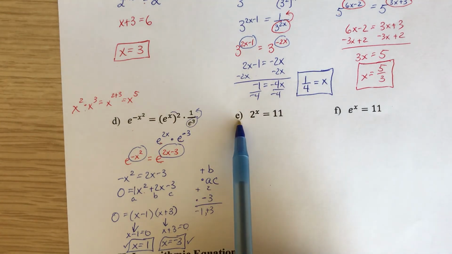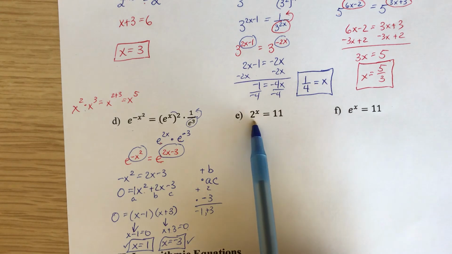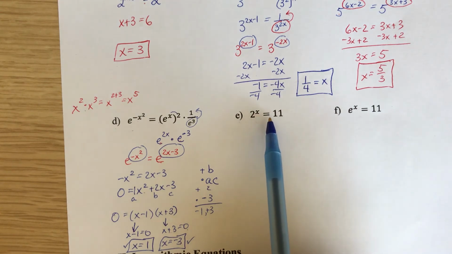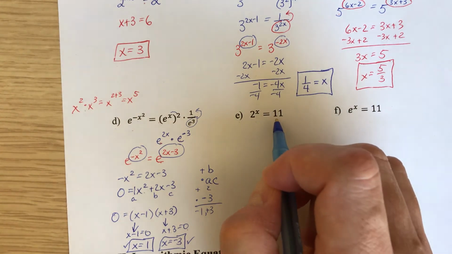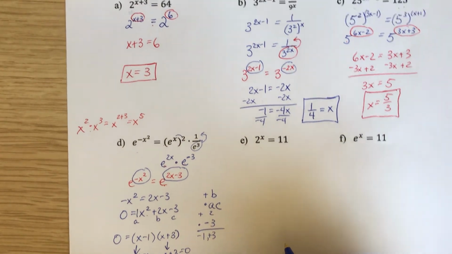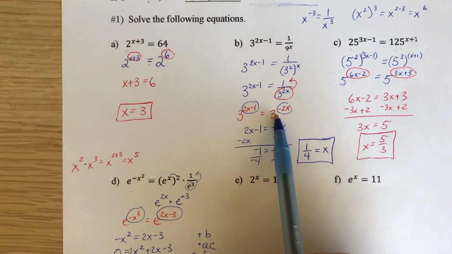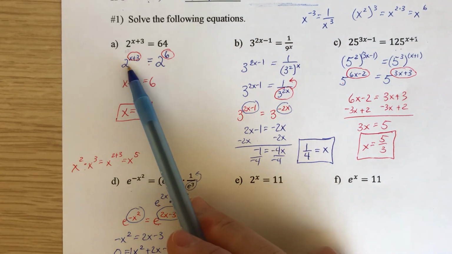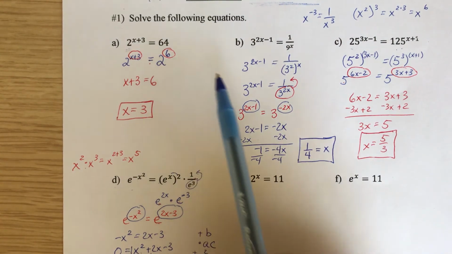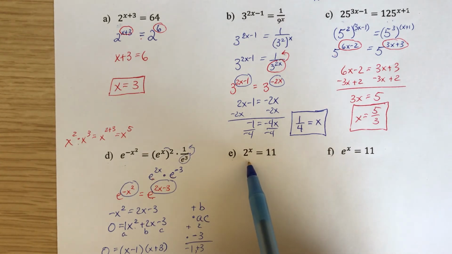Now, part E and part F are a little bit different. Part E, we have 2 raised to the x is equal to 11. Now, this is a problem because 11 cannot be written with a base of 2. I can't set it up where I have 3 raised to something equals 3 raised to something, or 2 raised to something equals 2 raised to something. So what happens when I cannot get a common base? Well, we have another technique here.